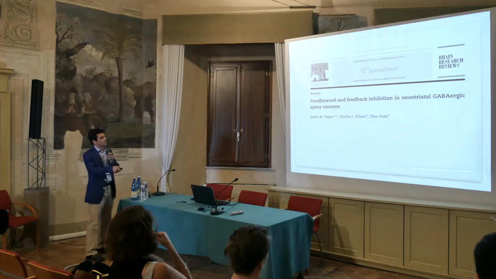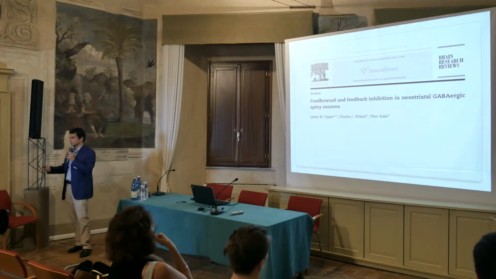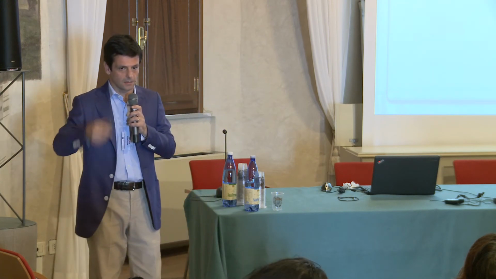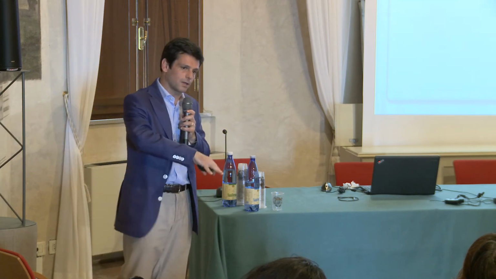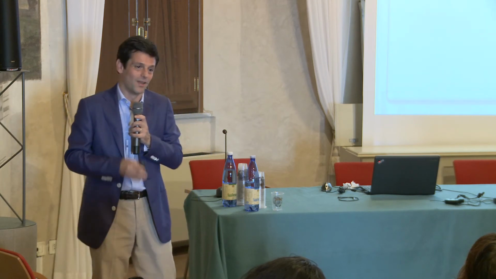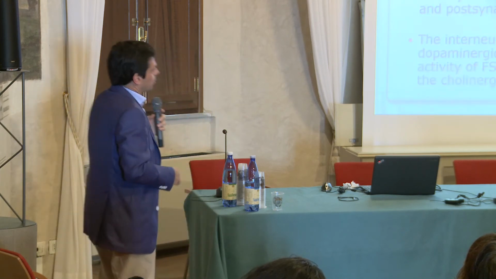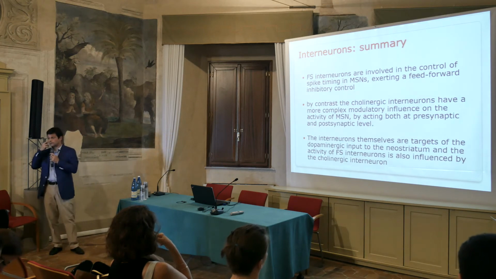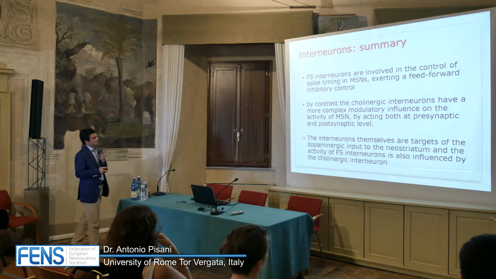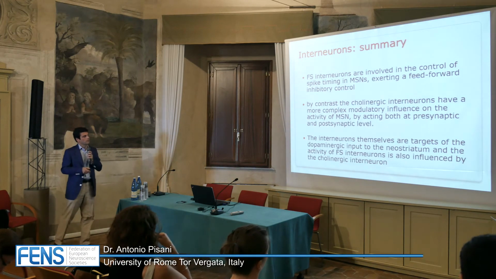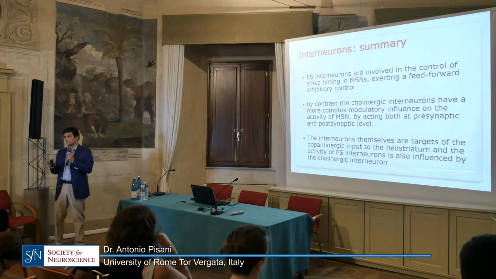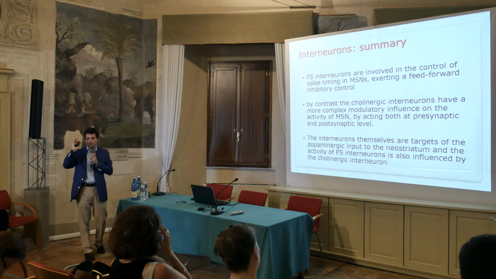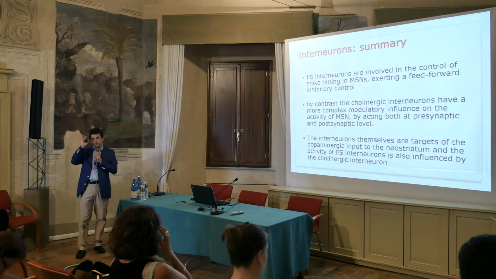So there is basically a feed-forward and feedback inhibition. So GABAergic interneurons exert an inhibition on spiny neurons. And this is their role. So in summarizing the role of these cells, fast spiking interneurons are involved in the control of spike timing. So it is thought that they regulate the timing in which the spiny neurons have to fire.